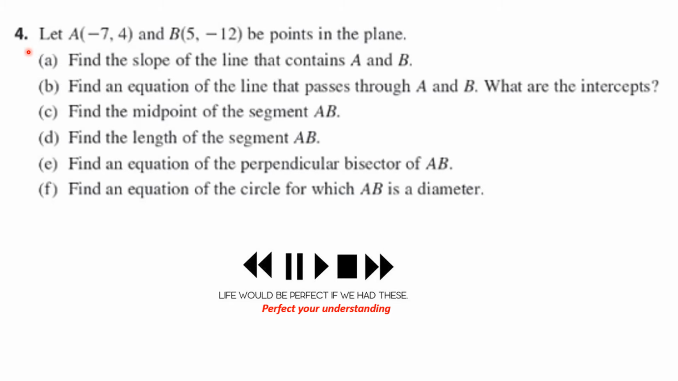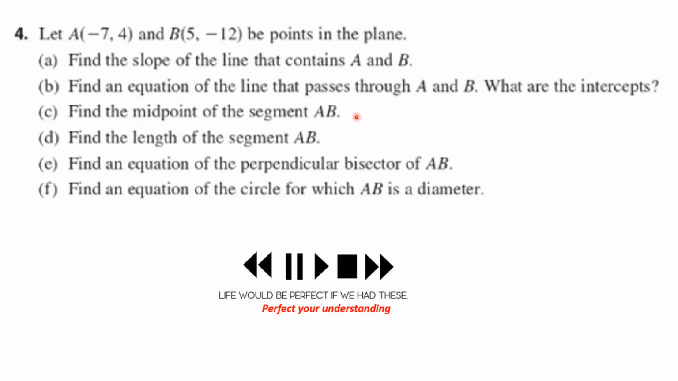There are several problems that are part of number 4. So you take points A and B. You want to find the slope of the line containing A and B. Find an equation of the line that passes through A and B, and also answer what are the x and y intercepts for this.